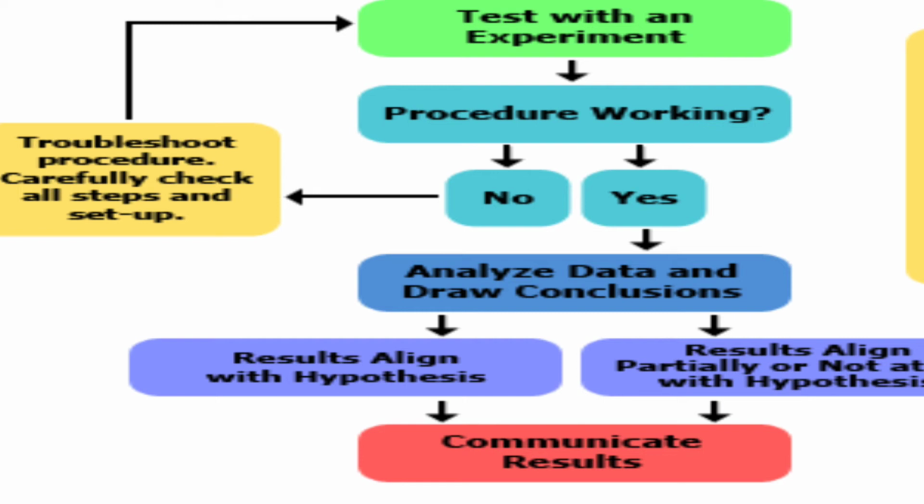Results align means the hypothesis you have framed can be accepted, or results align only partially. In some areas it is accepted, in some areas it is not accepted. If the hypothesis is rejected, then you will be accepting the null hypothesis. In both cases, whether it is accepted or not accepted, you can communicate the results to the public.